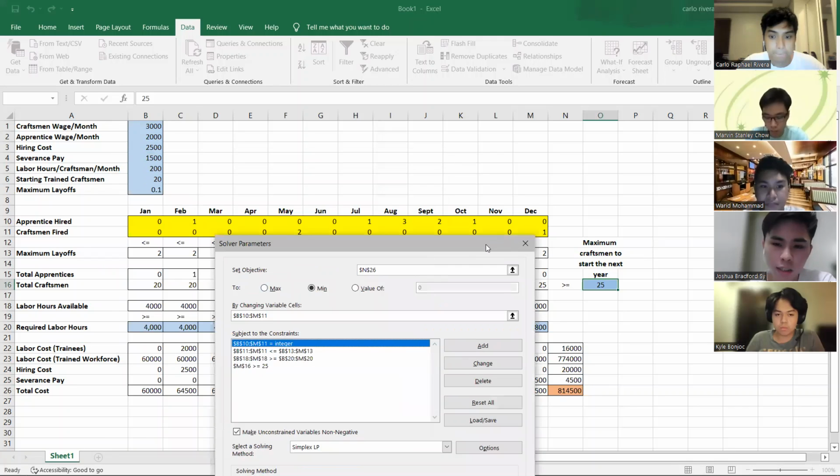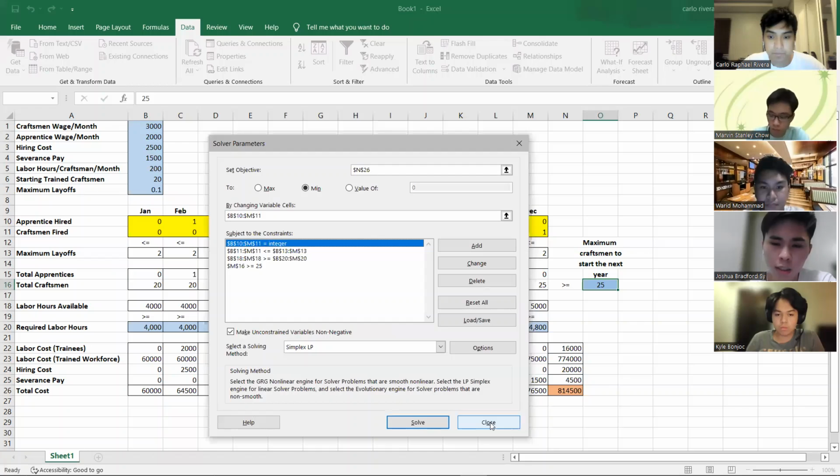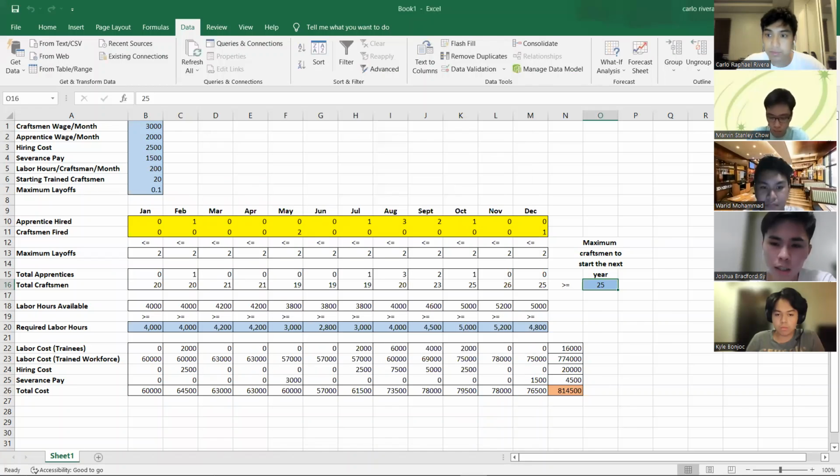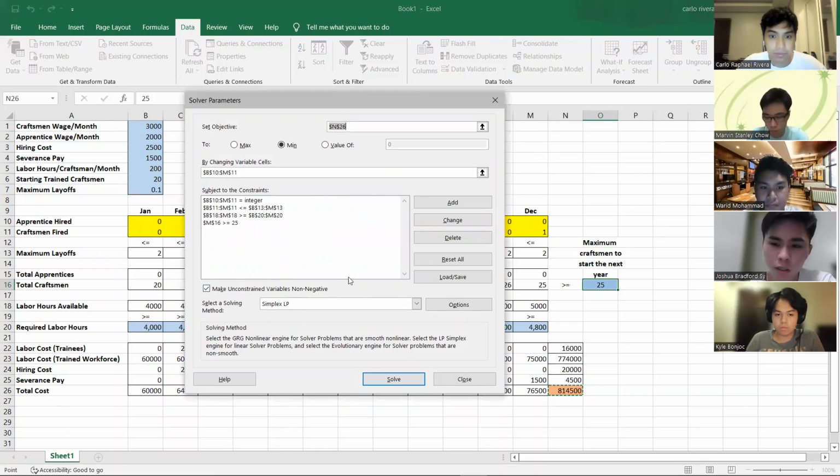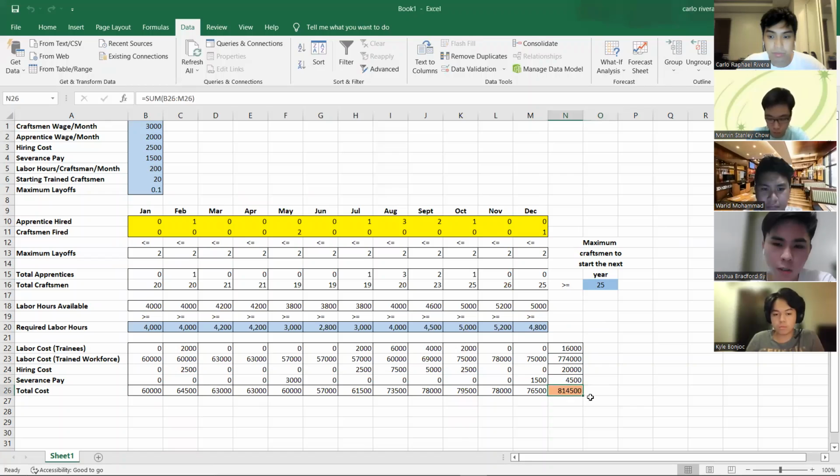And lastly, make sure that the non-negative option is checked and also select Simplex LP and solve it, and you'll get the answer $814,500.